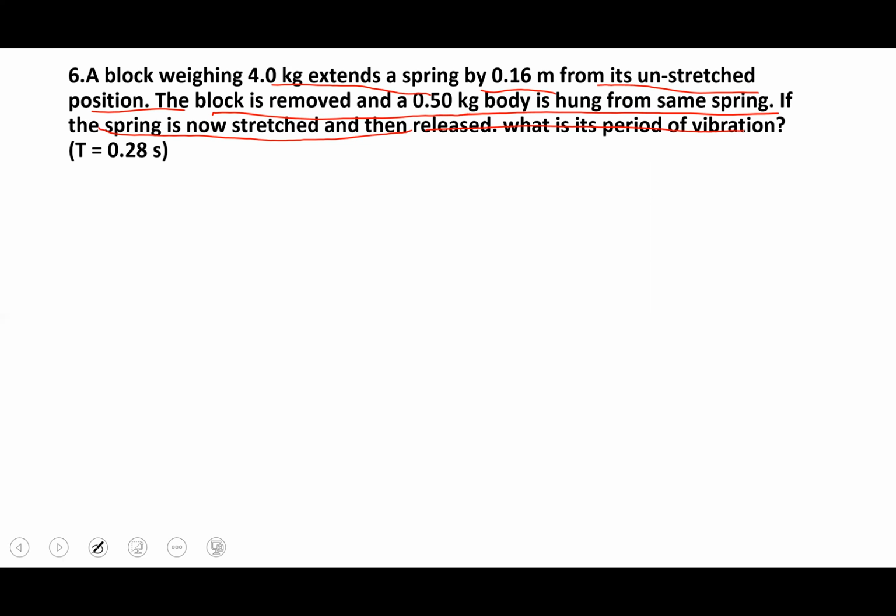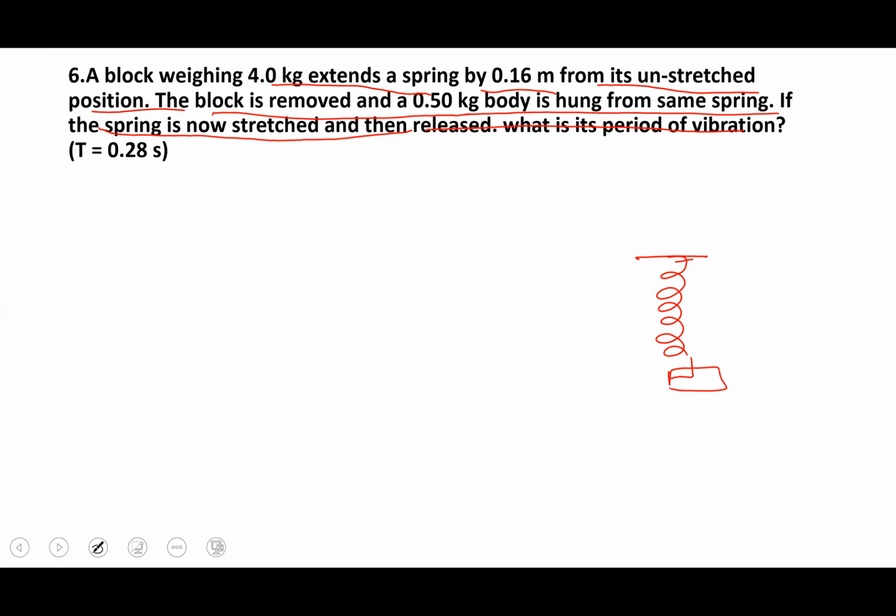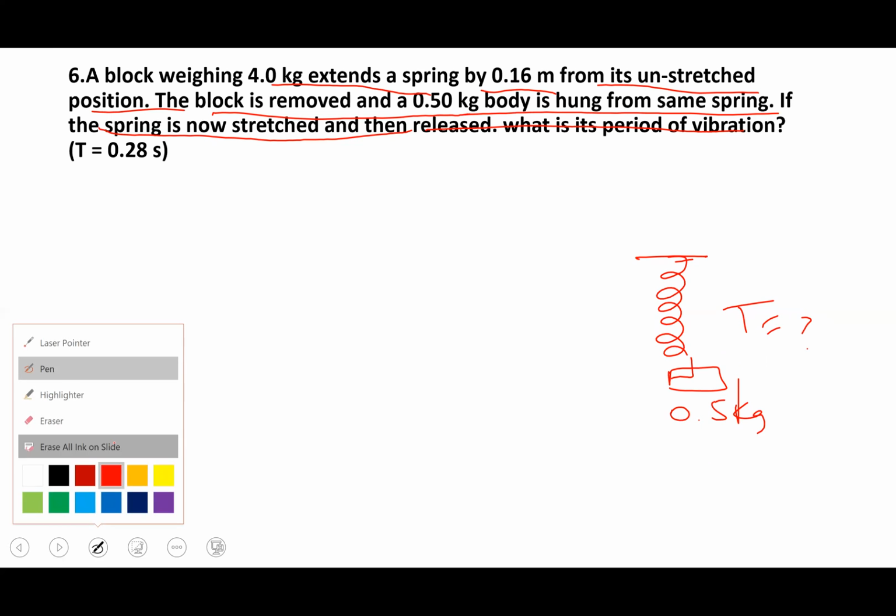Now, let us understand the situation first. We have a mass attached to a spring system over here, and there is 4 kilograms right over here. Then the spring is basically stretched to 0.16 meters. If we keep the same spring but change the mass only, he's saying that instead of 4 kilograms, we are putting 0.5 kilograms. What will be the time period in that case? So we have to calculate the time period.